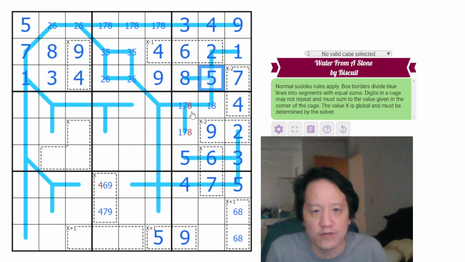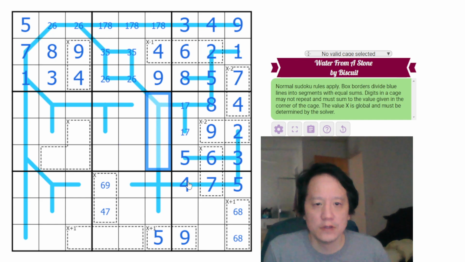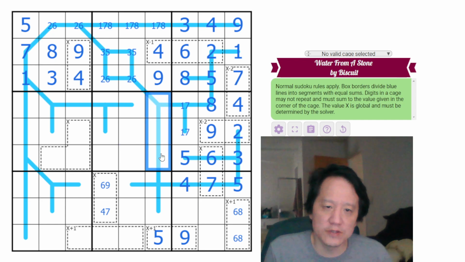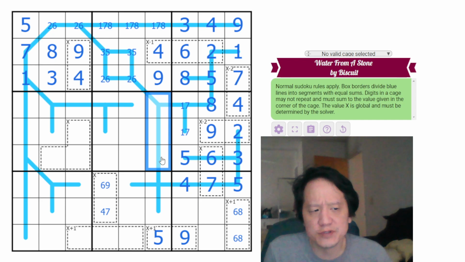8 and 5. This can't be 8. So this is 8. This can't be 4. This can't be 9, therefore. So we have 8. Cannot be here. This cannot add up to 1 plus 7 plus 8. It cannot be 2 plus 3.